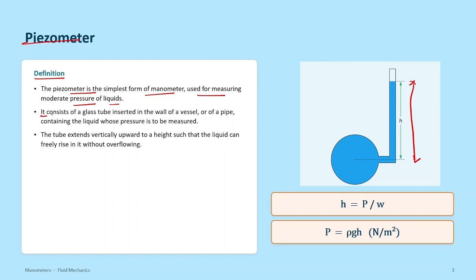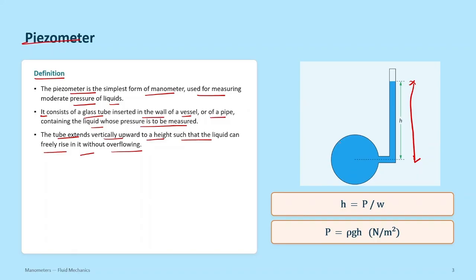This device, the piezometer, consists of a glass tube inserted in the wall of a vessel or a pipe containing the liquid whose pressure is to be measured. It means the liquid is filled in the vessel and the pressure of the liquid we can determine from this device. The tube extends vertically upward to a height such that the liquid can fully rise in it without overflowing. So from this device we can find the moderate pressure of the liquid.